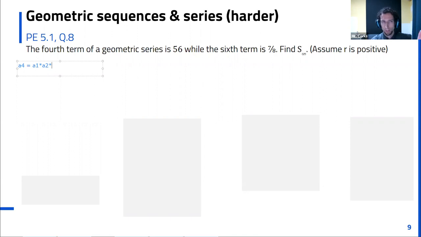Wait. A4 is not equal to A1 times A2 times A3. A4 is equal to A1 times the common ratio, R, three times. That's different from saying A1 times A2 times A3.